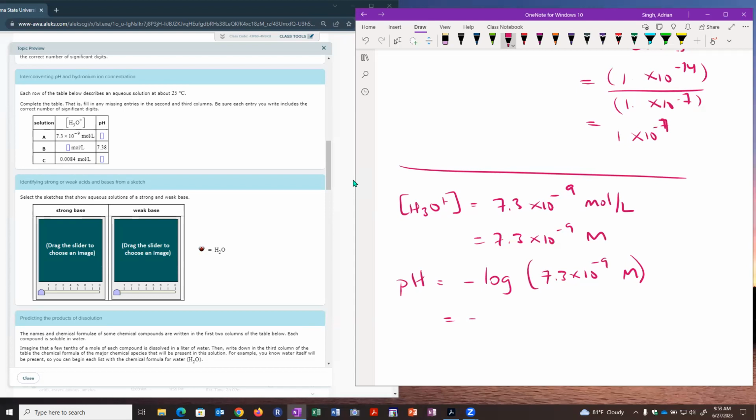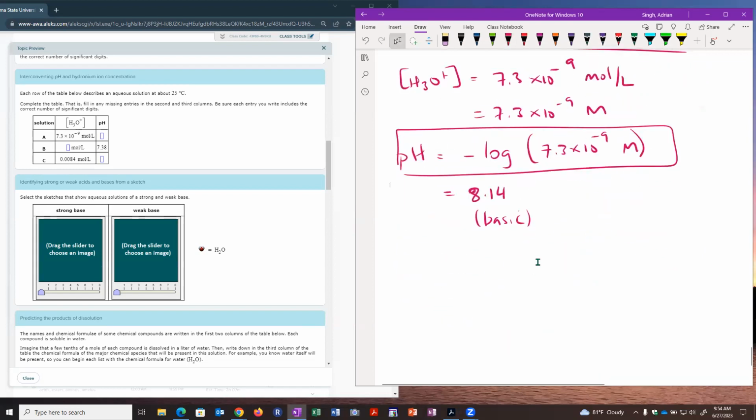So if you plug that in, you'll end up with 8.14 as your pH, and this being more than 7, this would be a basic solution, right? So you really need to make sure that you can type that into your calculator and evaluate the pH of your solutions. Let's take a look at the second one that's going in the opposite direction.